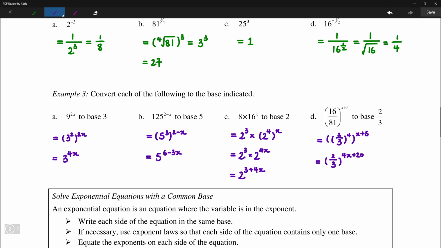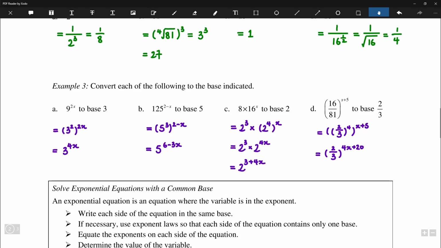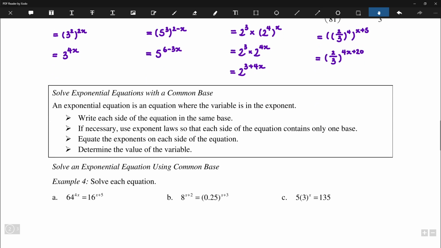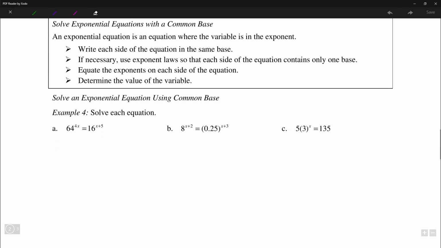Okay, so with the change of bases in mind, now we can solve some exponential equation using a common base. Let's look at the first example here. So instead of 64 and 16, we can rewrite 64 as 4 to the 3rd power, and then to the 4x. On the right-hand side, 16, of course, is also 4 squared, and then x plus 5 on the outside.